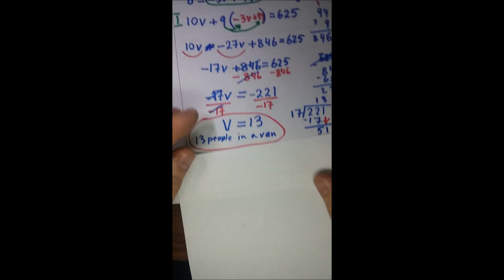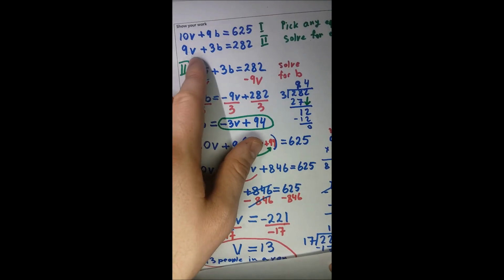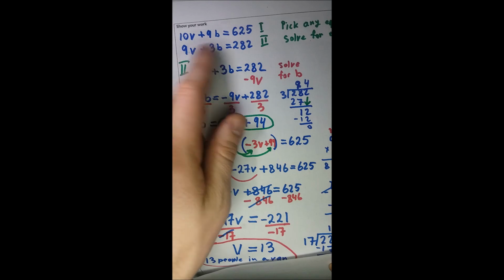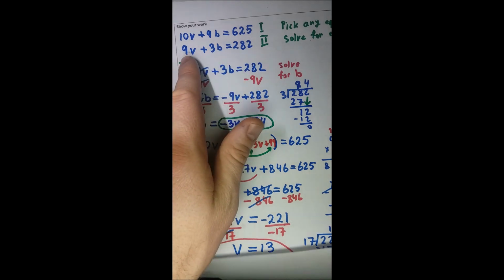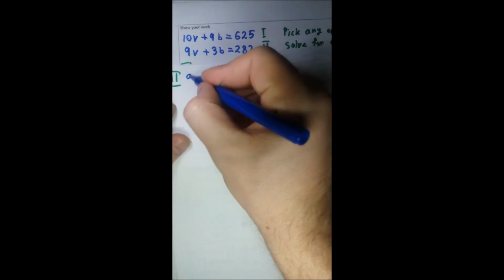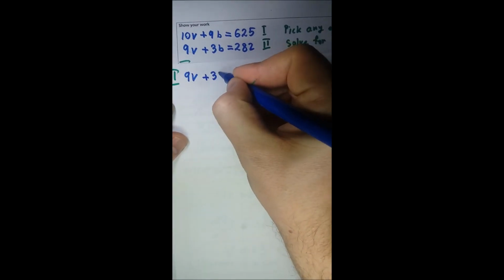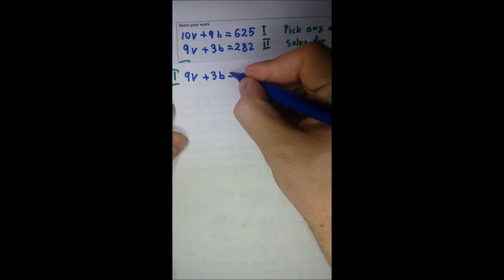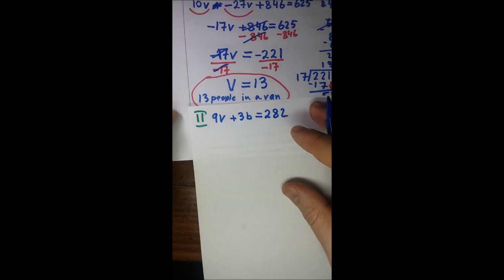If V equals 13, now let's take a look again at the equations that we have. Okay, pick any of these two. My favorite one probably still is the second equation. So I'm gonna write down here equation 2, and we're gonna go like this: 9V plus 3B, 9 vans plus 3 buses equals 282. Right, so now double check what was our answer for V. V was 13.